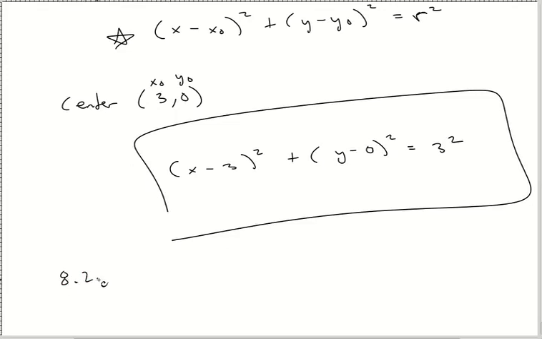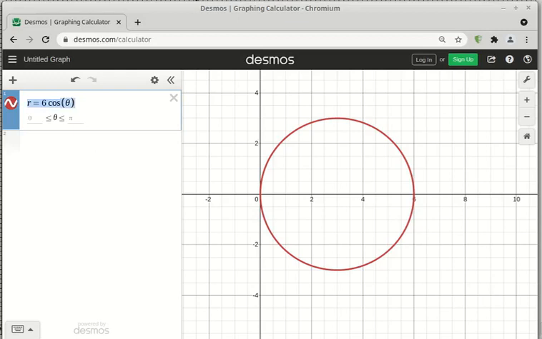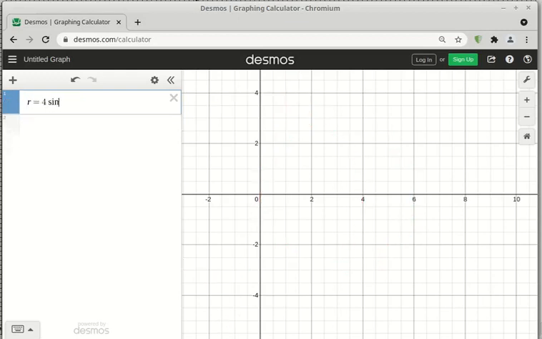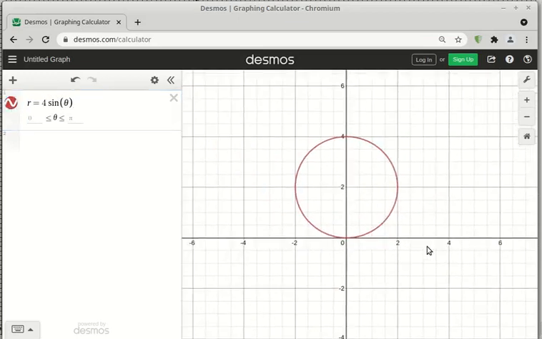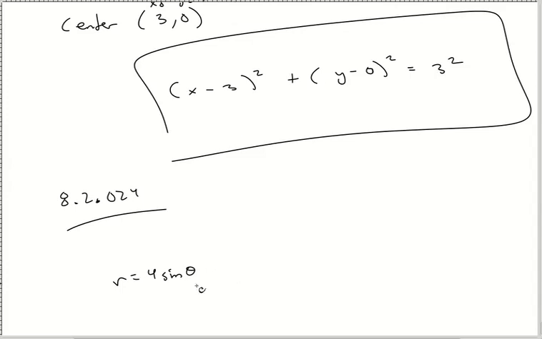Next one, 82024. By the way, this formula here is in the next chapter. They're wanting to talk about it, and I can go ahead and give it to you. So pretty easy. r is equal to 4 sine of theta. Notice it's a circle. Its radius is 2, but it goes up until 4. Up, y value, sine. All related.